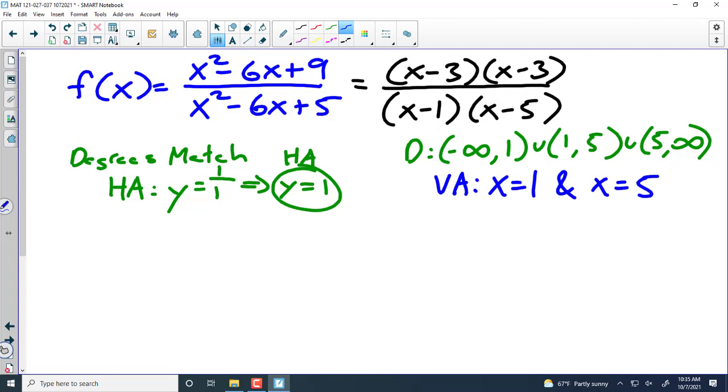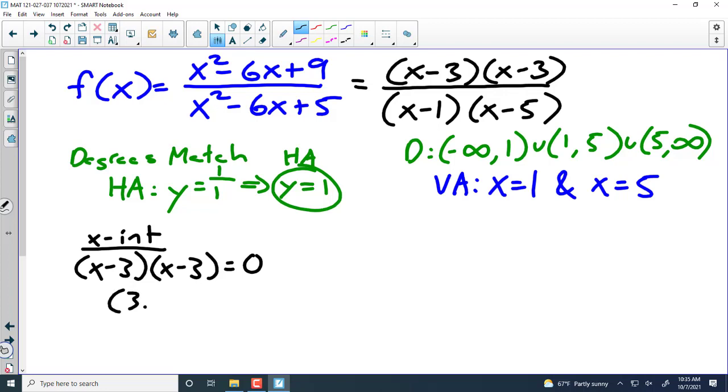Next, I set the top equal to 0, and the reason I set the top equal to 0 is because I'm looking for the x-intercepts. And since it's already factored, most of the work is done. Because when I set the top equal to 0, I can see that there's only one real 0, it's 3. So therefore, (3, 0) is my x-intercept.